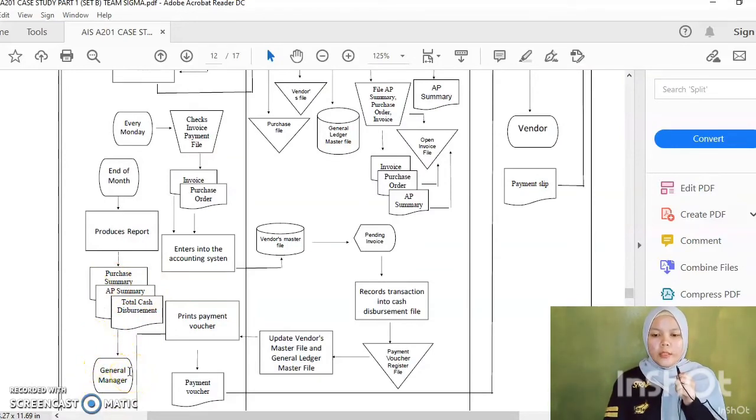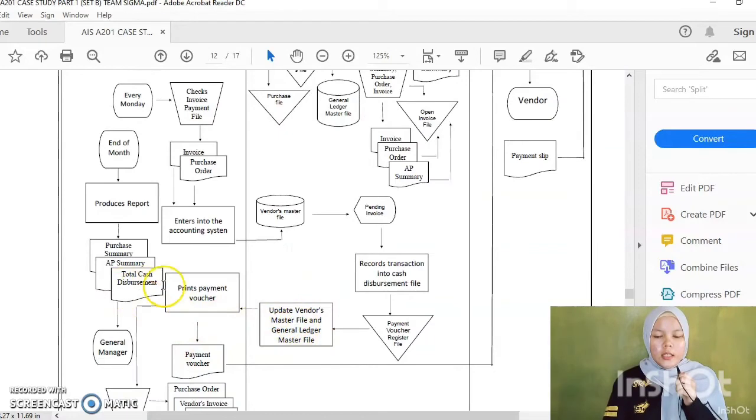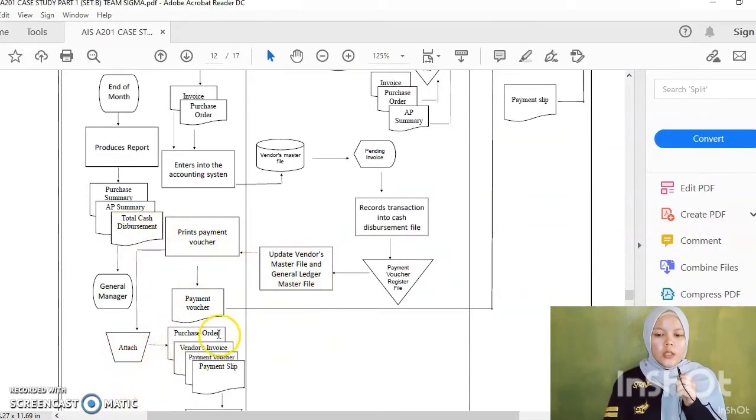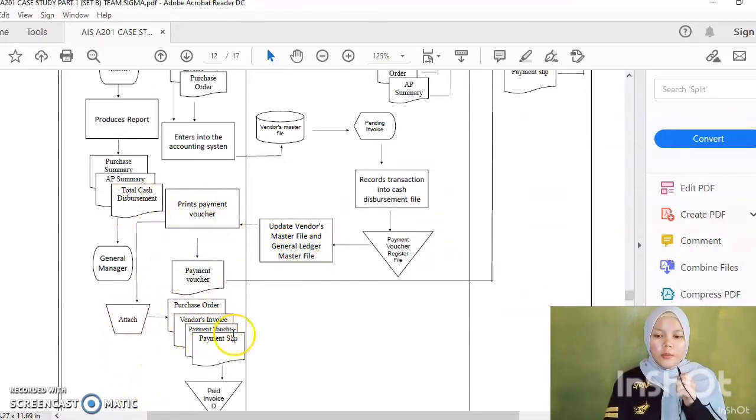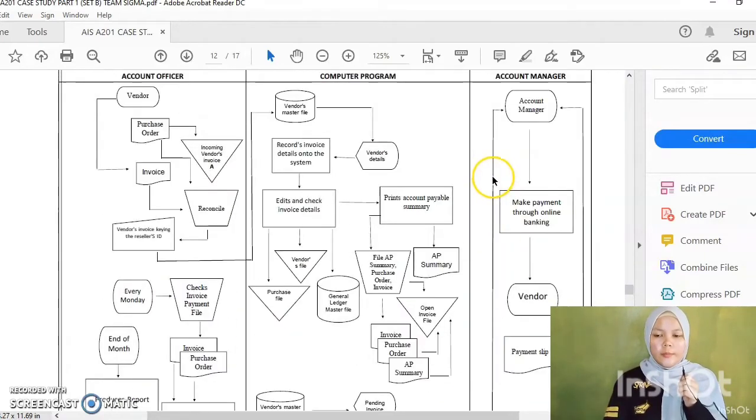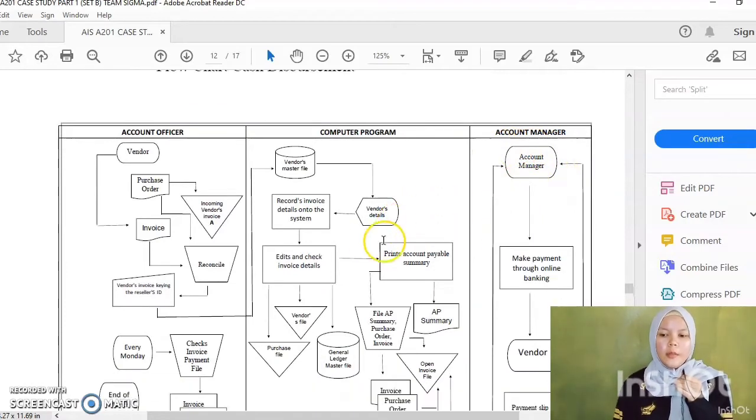He also will print the payment voucher from the updated vendor's master file and general ledger master file and attach it to the purchase order, vendor's invoice, payment voucher, payment slip, and accordingly to the paid invoice. And then the printed payment voucher will be submitted to the account manager.